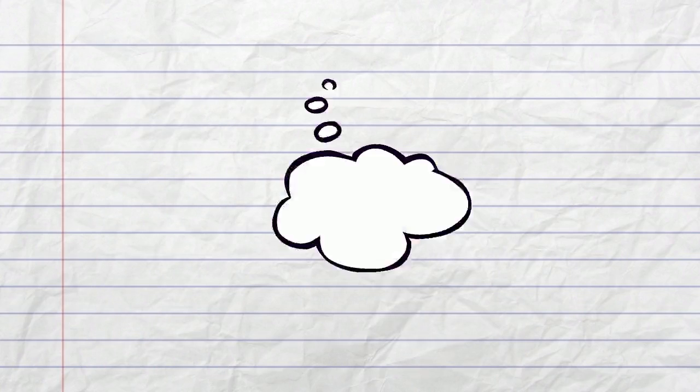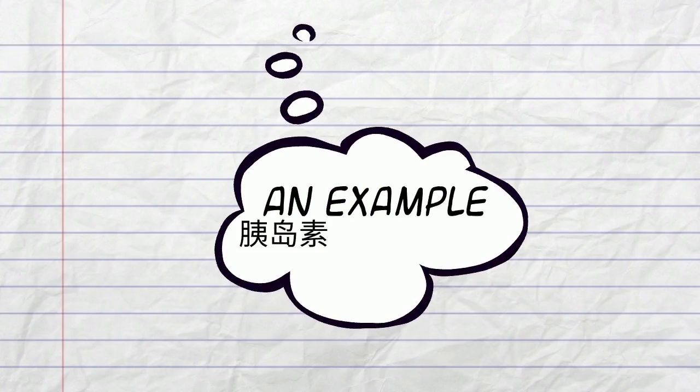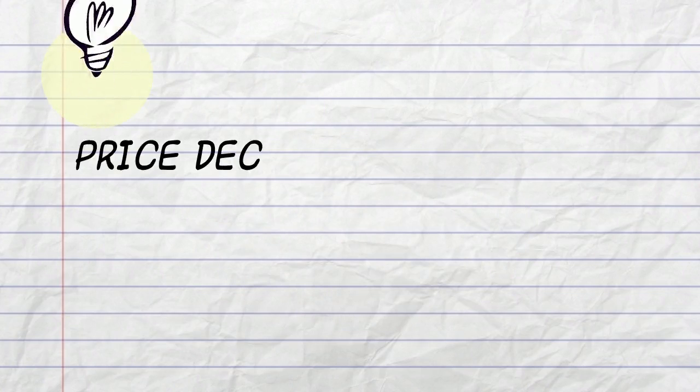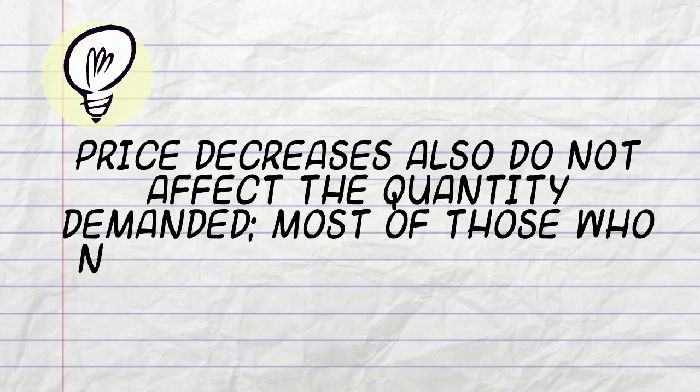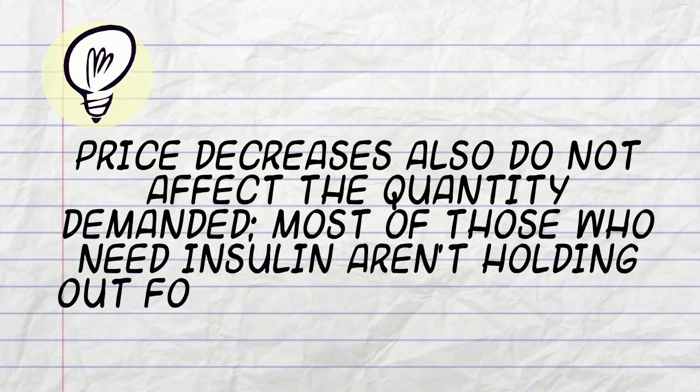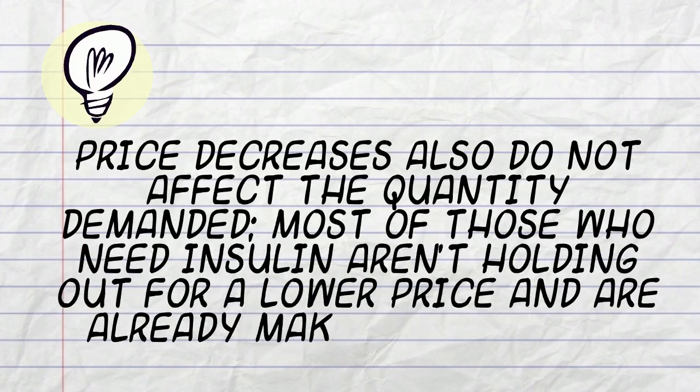For example, insulin is a product that is highly inelastic. For people with diabetes who need insulin, the demand is so great that price increases have very little effect on the quantity demanded. Price decreases also do not affect the quantity demanded. Most of those who need insulin aren't holding out for a lower price and are already making purchases.